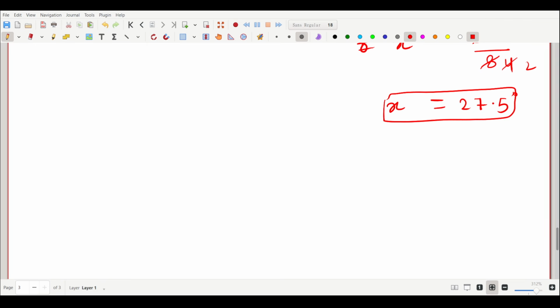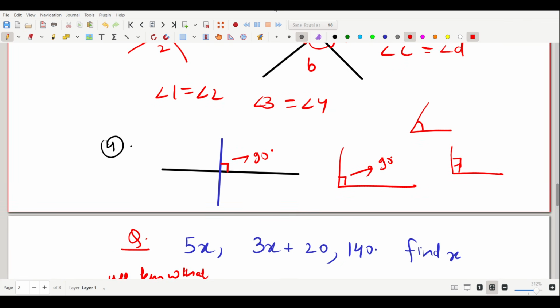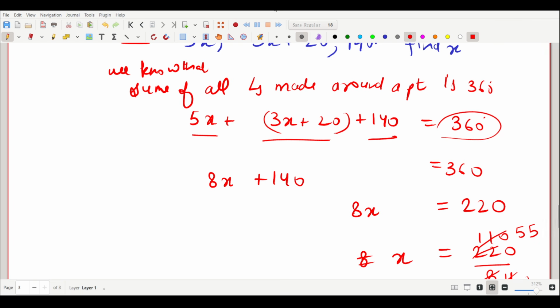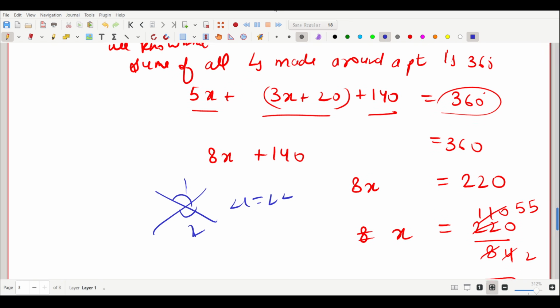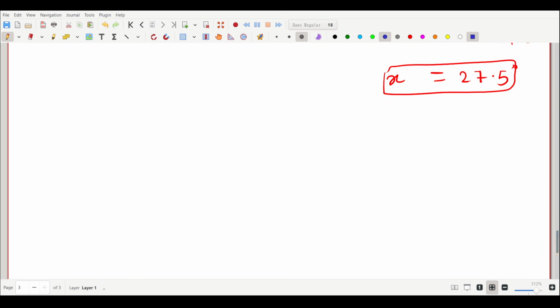This was the first part of this chapter. And mostly 60% of the questions will be done if you only understand these four properties. The first property was angles made around a point always sum to 360. Angles on a straight line always sum to 180. Vertically opposite angles are equal. And then perpendicular lines make a right angle. Perpendicular lines make an angle equal to 90. That's all.